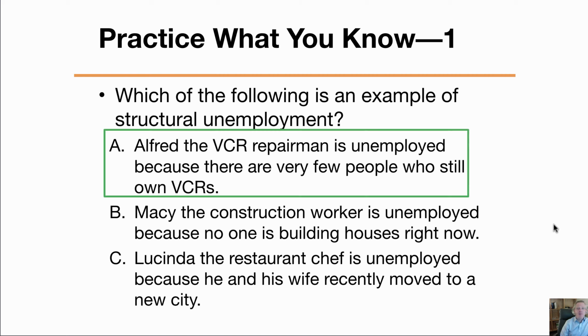Alfred, the VCR repairman, is unemployed because people don't want VCRs anymore. I doubt many of you have VCRs. It's an outdated technology, and so there's very little demand for people in those jobs anymore. So that's an example of structural unemployment.